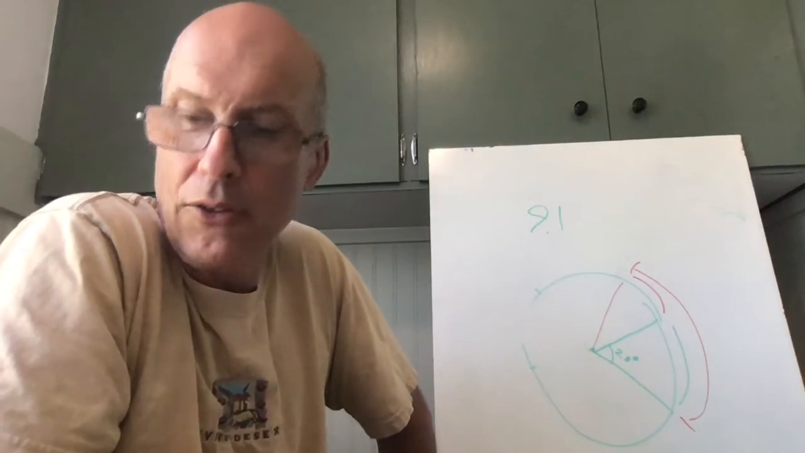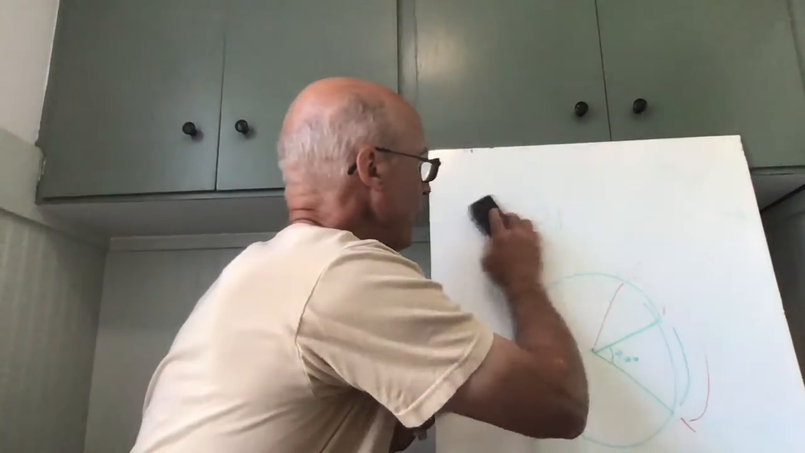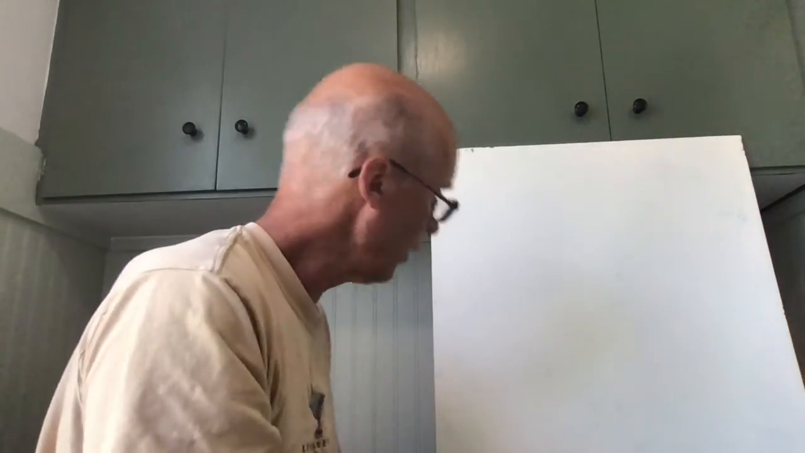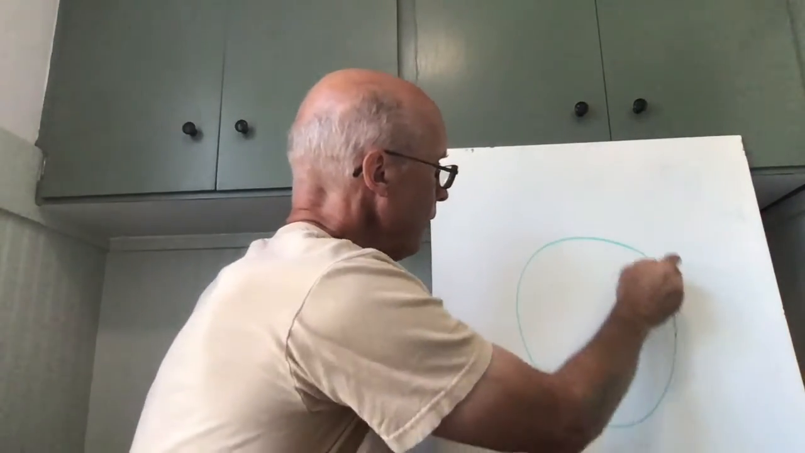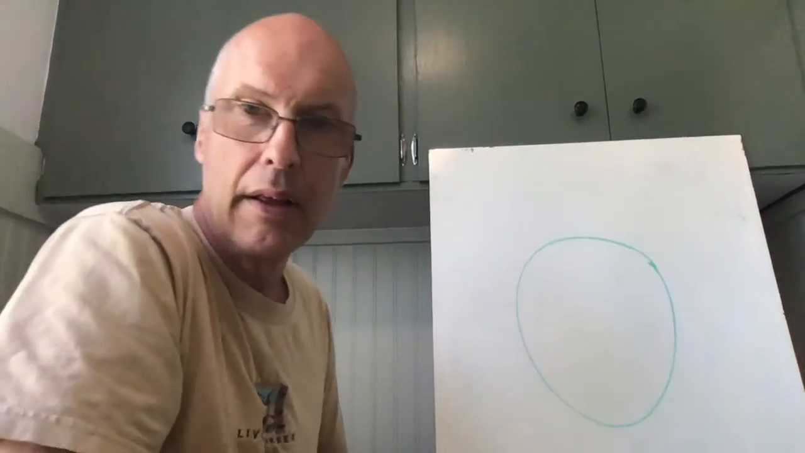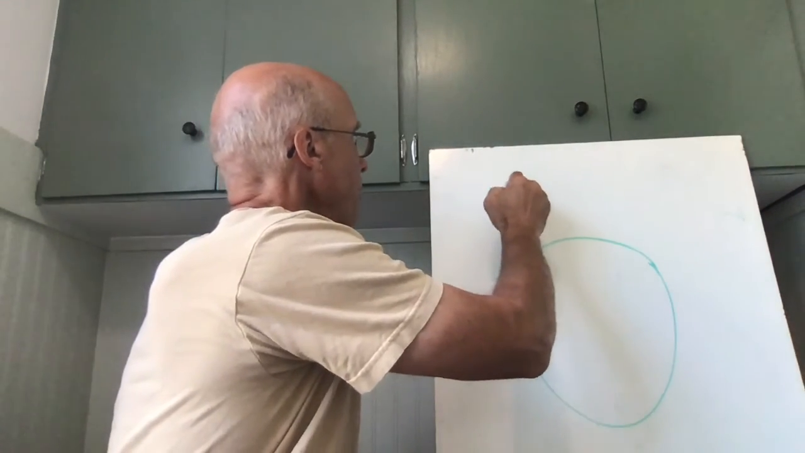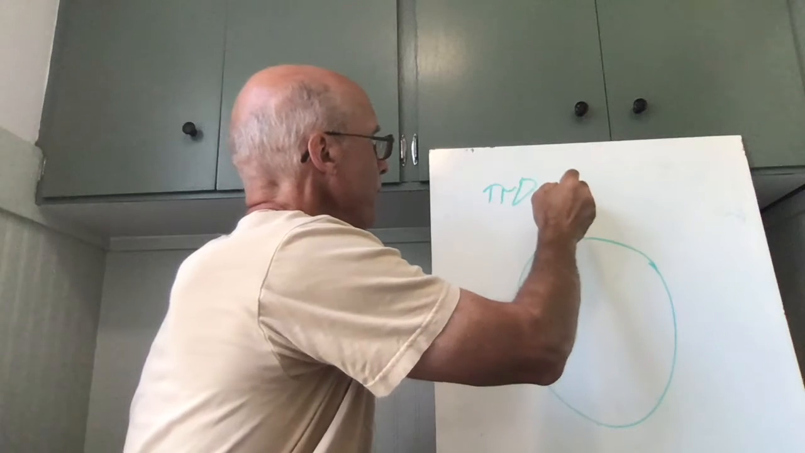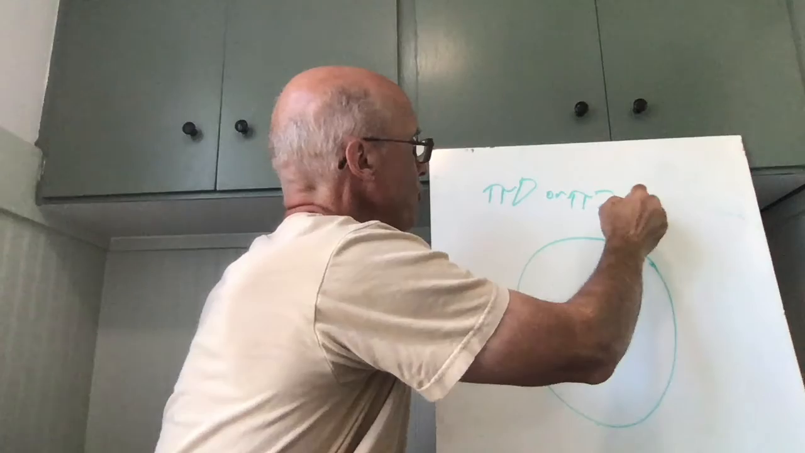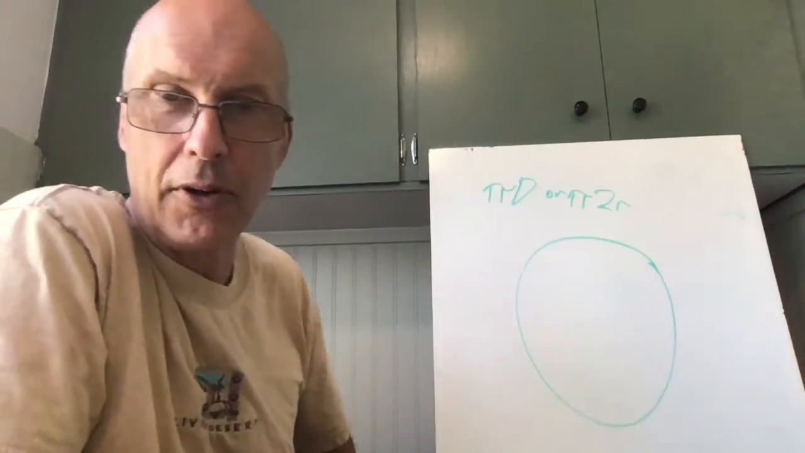If you think about arc length though, let's talk about this for a second. You know that this distance around the circle is the circumference, right? And the circumference is either pi times diameter or pi times twice the radius. That's the circumference of the circle.